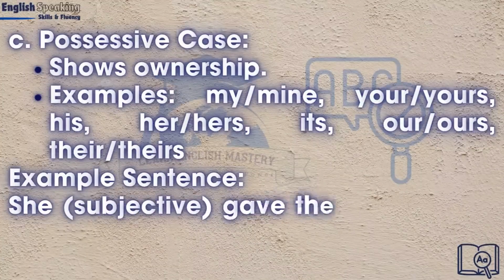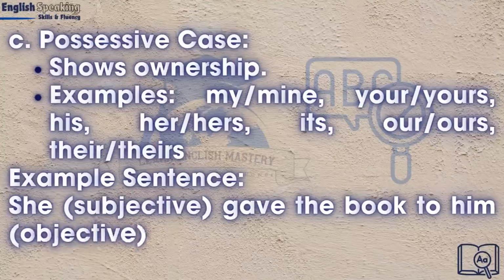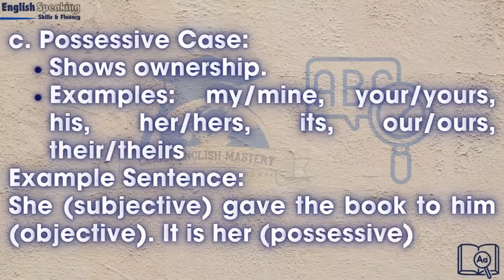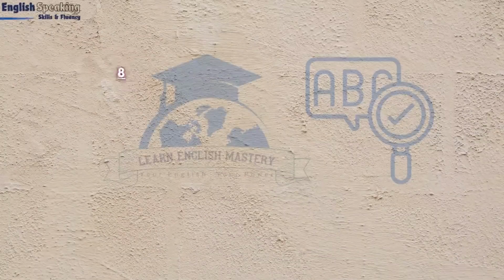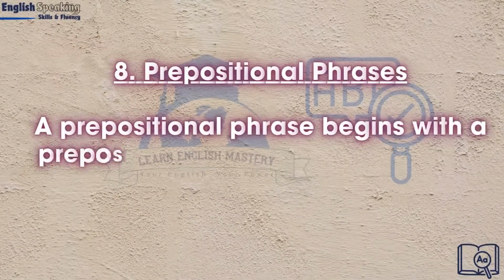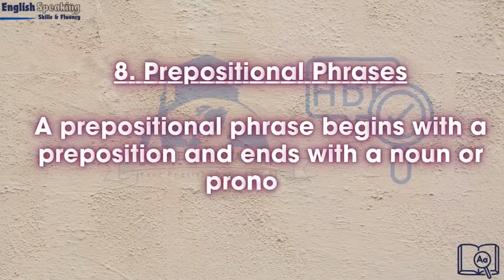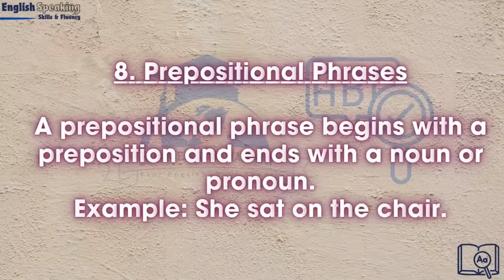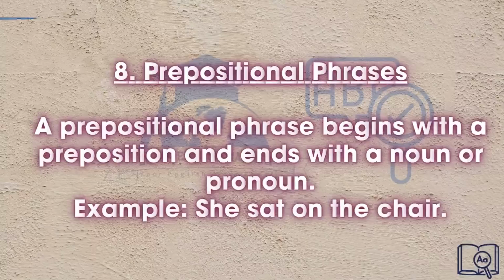Example sentence: she (subjective) gave the book to him (objective). It is her (possessive) book. 8. Prepositional phrases. A prepositional phrase begins with a preposition and ends with a noun or pronoun. Example: she sat on the chair.